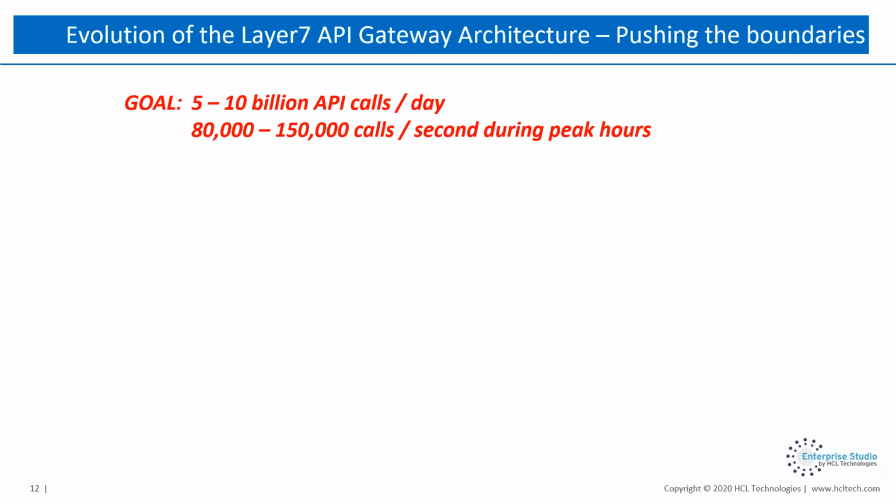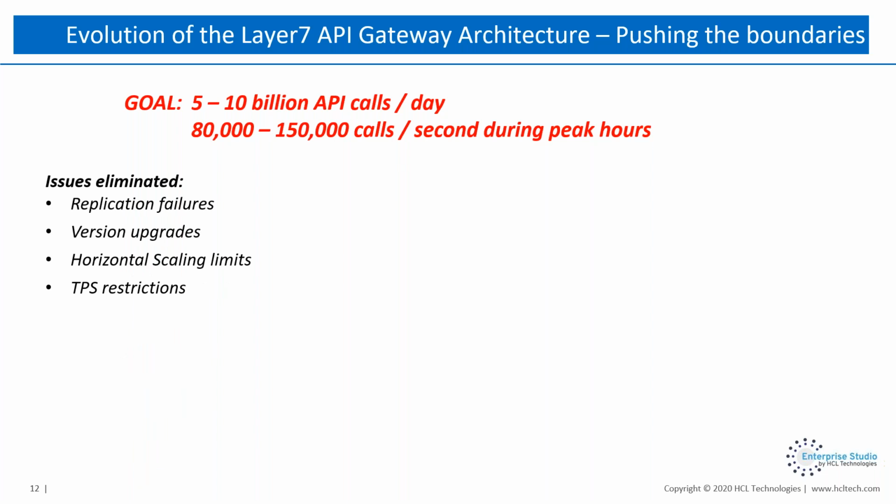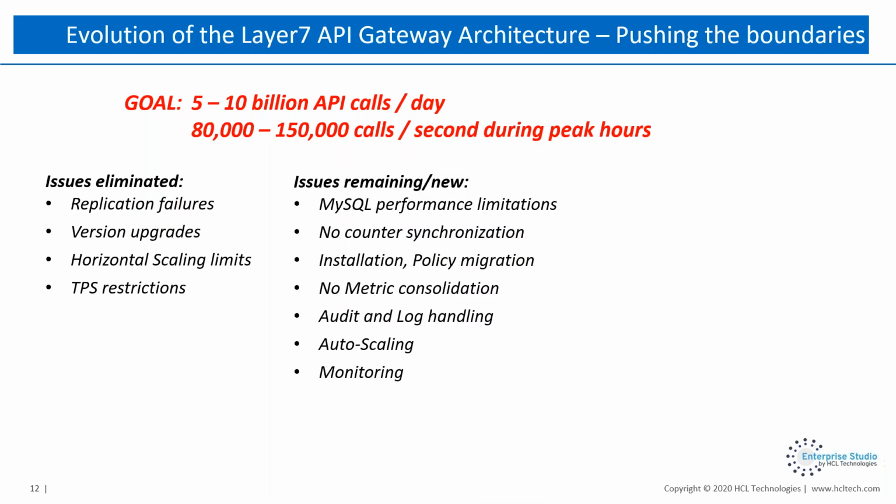Now the goal is to have 5 to 10 billion API calls per day. Because it's not equally distributed during the day, at peak times we're talking about 80 to 150,000 calls per second, which is quite different from what we had before. So far we eliminated replication failures, version upgrades, horizontal scaling limits, and some TPS transactions. But we still have the MySQL on each node, which at some point you will run into limitations based on the write throughput of the gateway and the database, especially MySQL. There's still no counter synchronization.